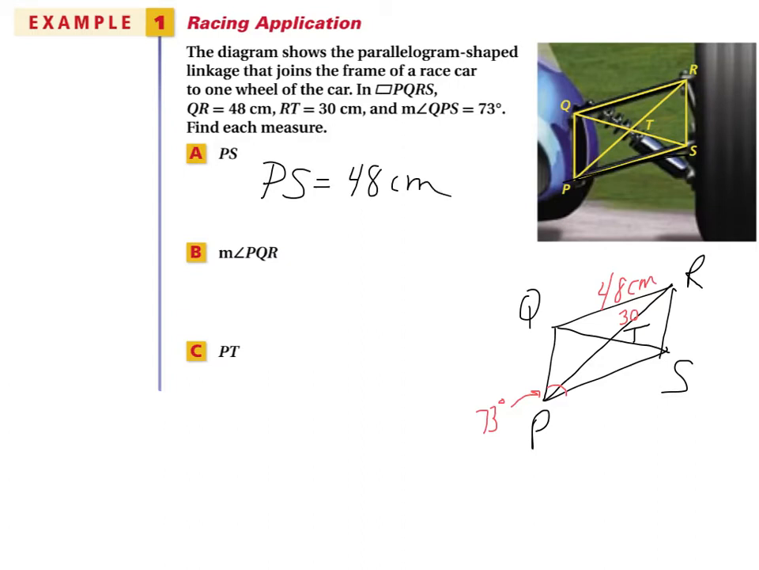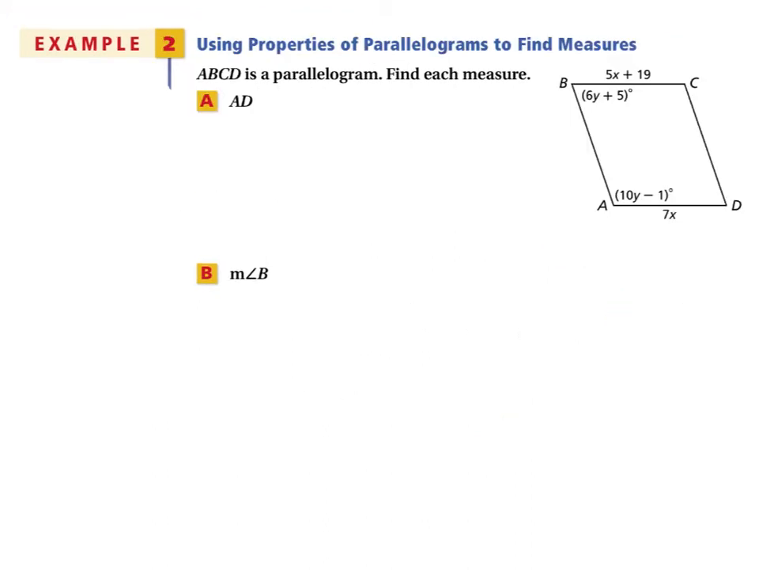The measure of angle PQR, because I know that consecutive angles are supplementary, I know that 73 plus the measure of angle PQR would add up to 180. So 180 minus 73, the measure of angle PQR would be 107 degrees. And lastly, PT. Because I know in the parallelogram, diagonals bisect each other, the length of PT would also be 30 centimeters.